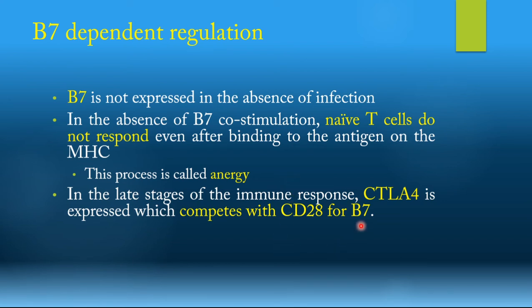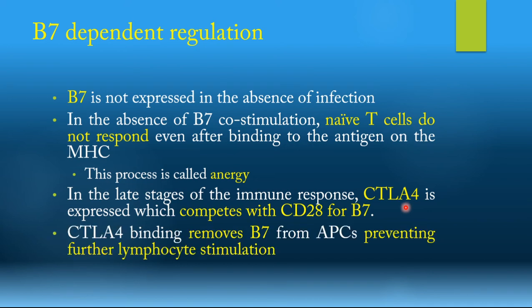And so we want to stop it. So the B7, yes, it will stay, but the CD28 will actually be switched out or will be expressed less, while the CTLA4 will be expressed more on the T cell. So the T cell will start expressing the CTLA4 more than CD28. The CTLA4 has affinity for B7. It will bind to B7, and once it binds to B7, it will actually force the APC to remove the B7 from its membrane.